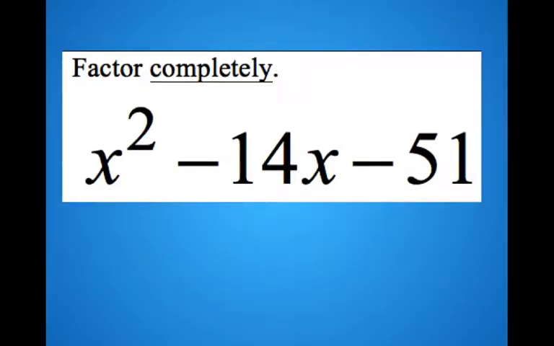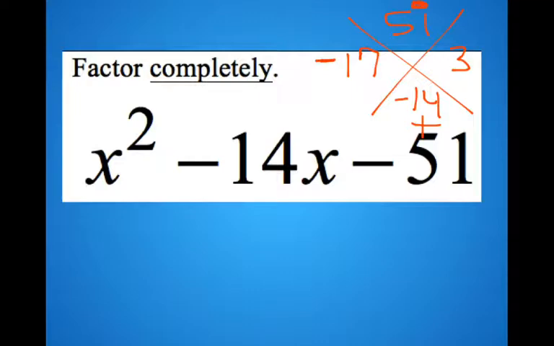Okay, this one is just factoring, so we're going to look for 2 numbers that multiply to be 51 and add up to be negative 14. So multiply to be that, add up to be that. So a little bit of thought, and it's going to be 17 and 3.